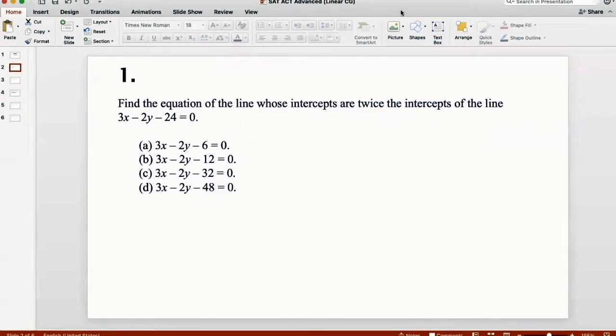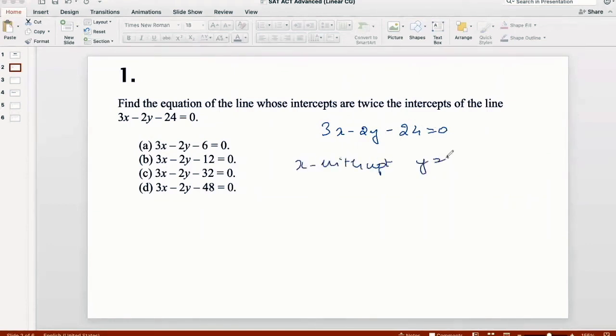Question 1. Find the equation of the line whose intercepts are twice the intercepts of the line 3x minus 2y minus 24 is 0. Okay, so we have 3x minus 2y minus 24 is 0. So let's find the x and y intercepts. For the x-intercept, I would put y equal to 0. So that would be 3x is 24. So x would be 8, right? So my x-intercept is 8.